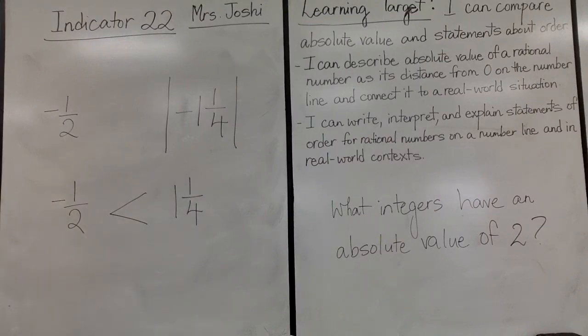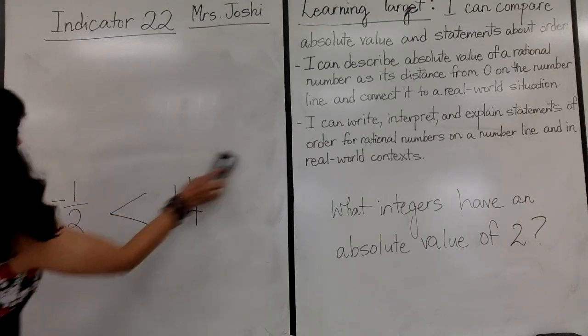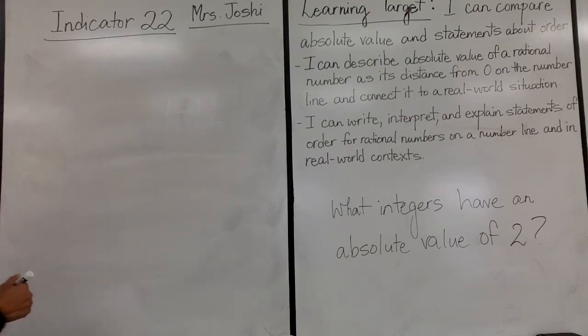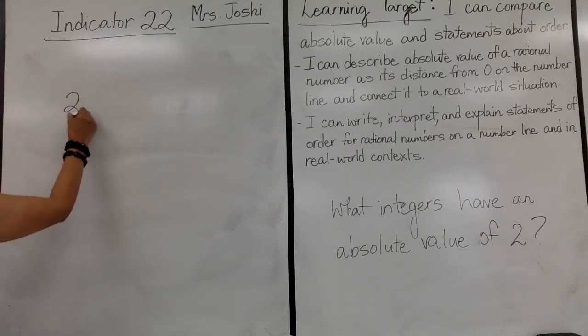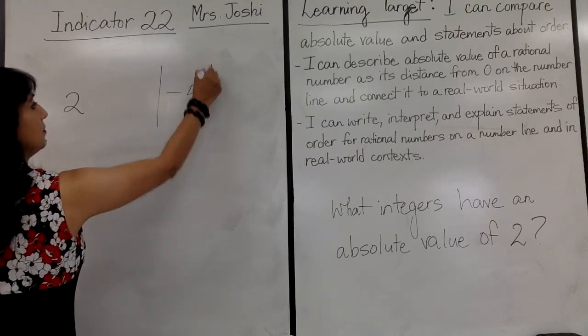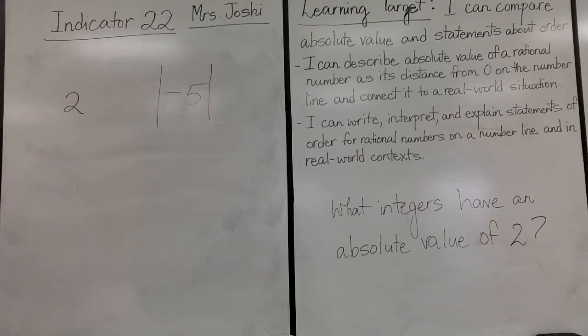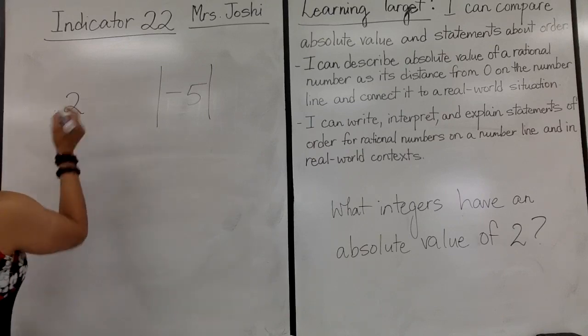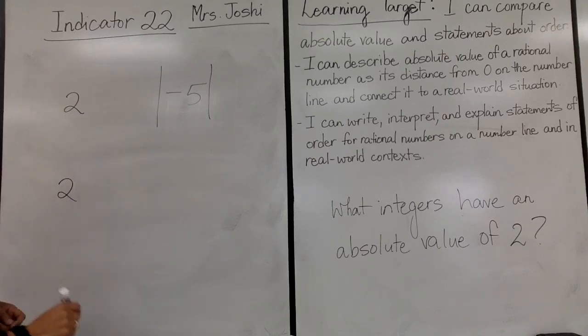Let's do one in which I give you 2 and the absolute value of negative 5. So if I give this to you, 2 is already here.